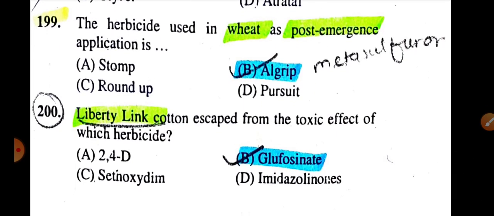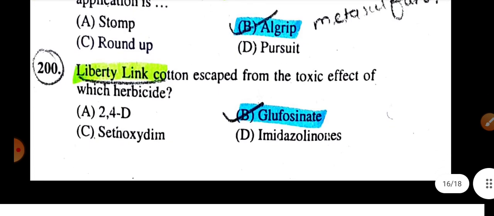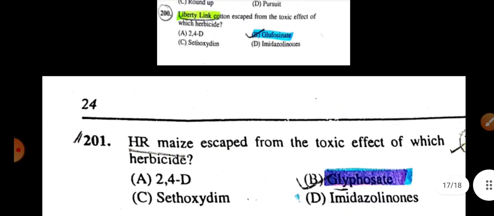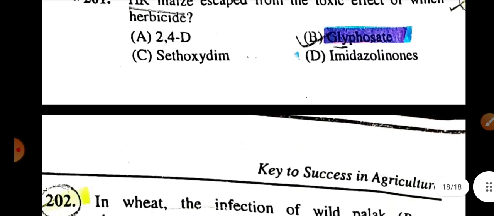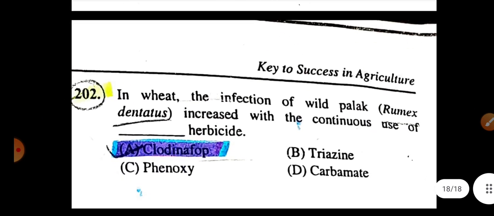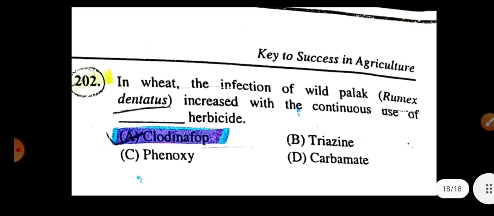Liberty Link cotton escapes from toxic effect of herbicide glufosinate. HR maize escapes from toxic effect of which herbicide is glyphosate. In wheat, infestation of wild palak, Rumex dentatus, increases with the continuous use of clodinafop herbicide.